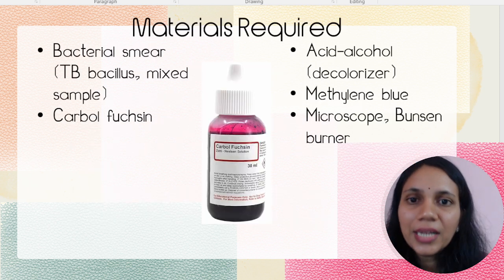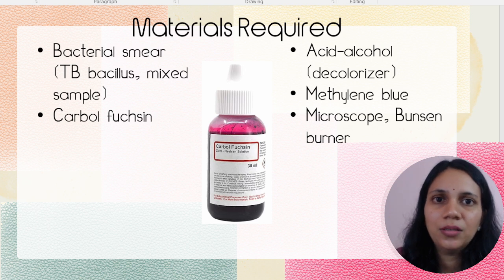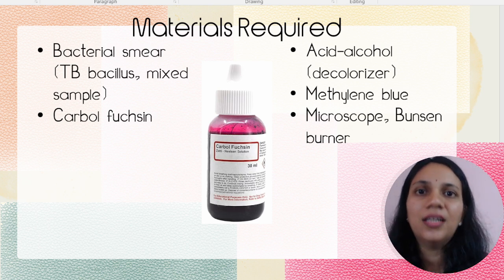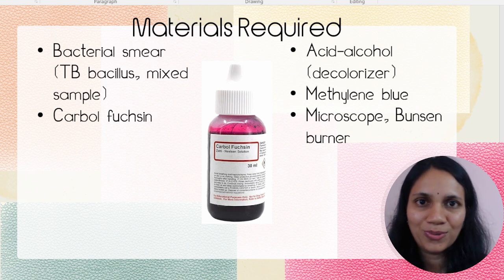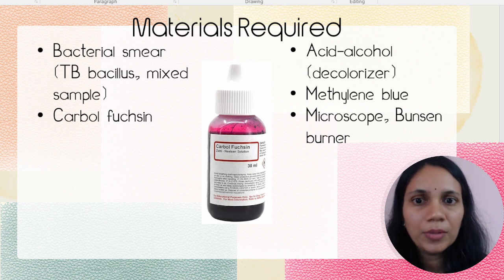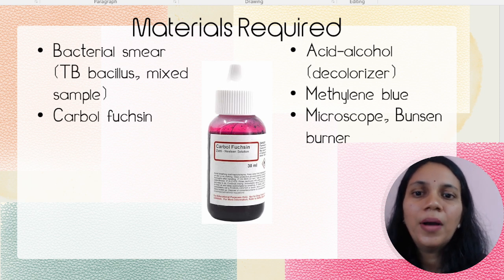Let's see what are the materials that we require. Materials, just like any other staining method, are very easy. The primary stain, the counter stain, a decolorizer, and obviously slides and a very good quality microscope. So we will require a bacterial smear, then carbol fuchsin, that is the primary stain, a decolorizer that we are using is acid alcohol, counter stain is methylene blue, and a microscope.